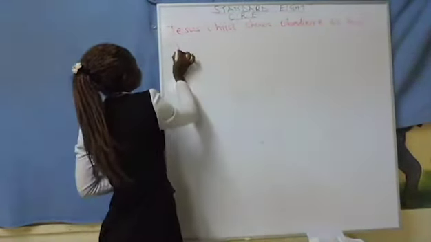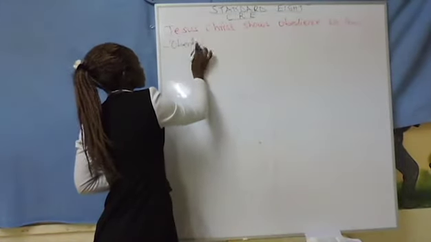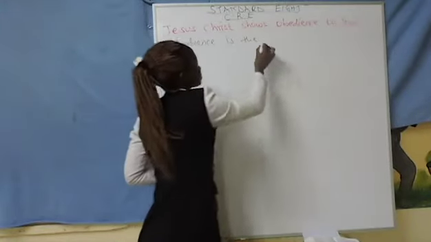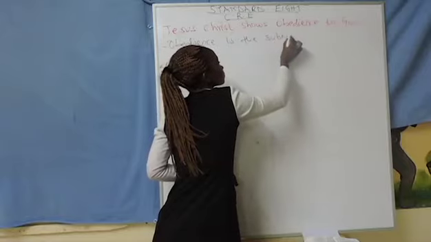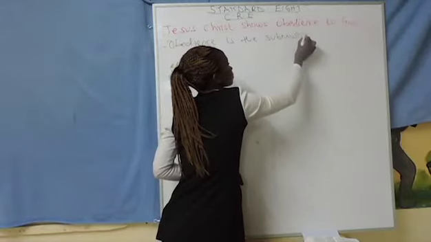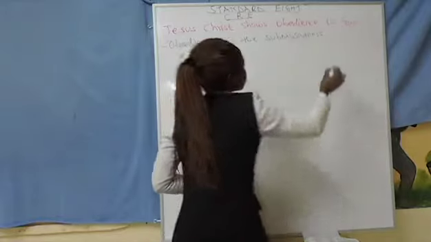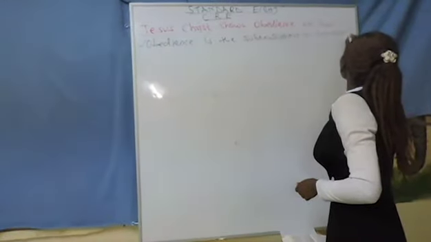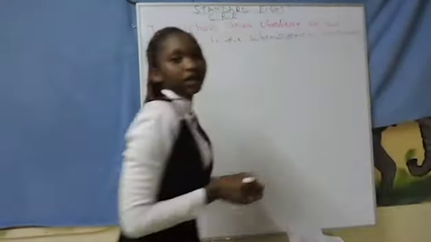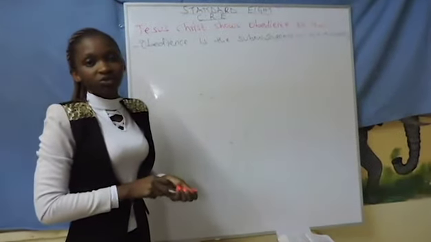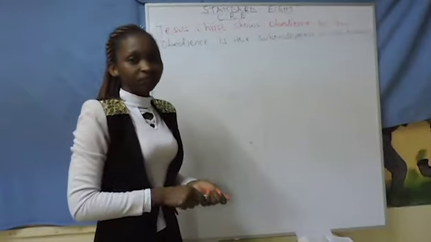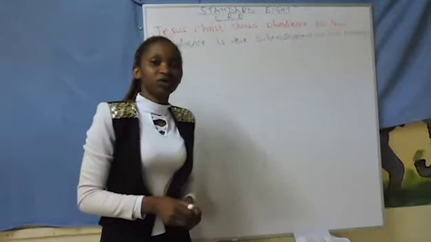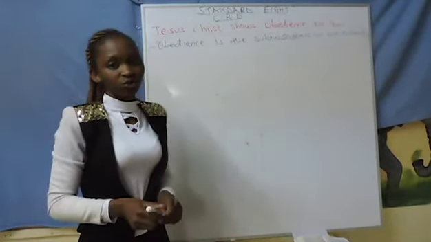Obedience is the submissiveness to authority. Obedience can be described as the submissiveness to the authority, or the willingness to do what one is required to by the authority without being pushed or forced to do so.